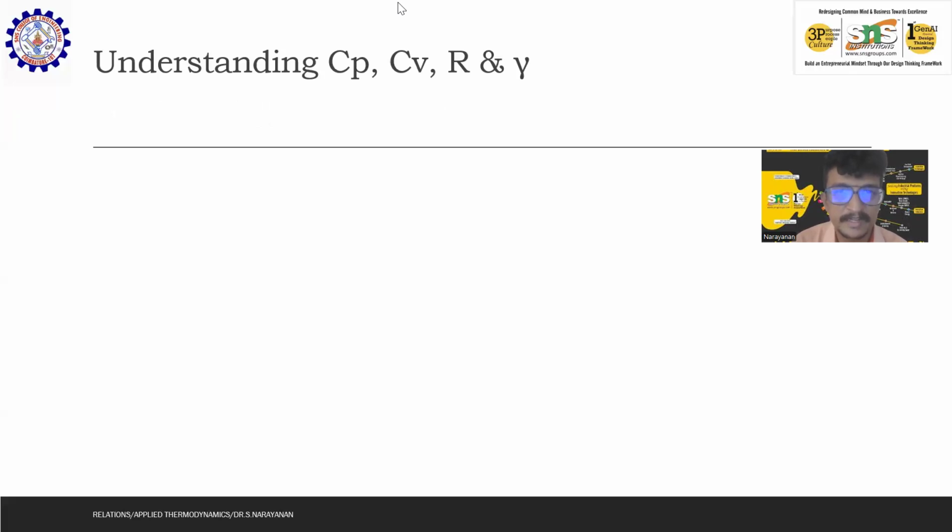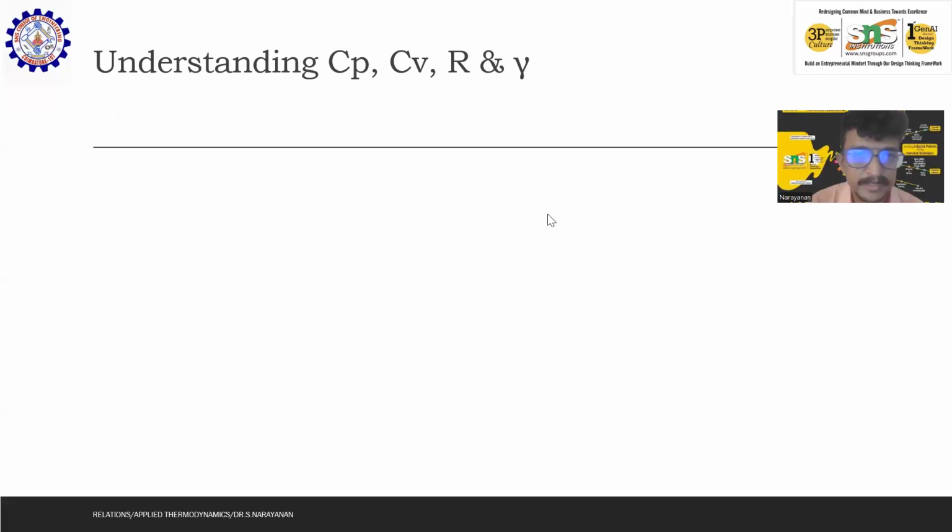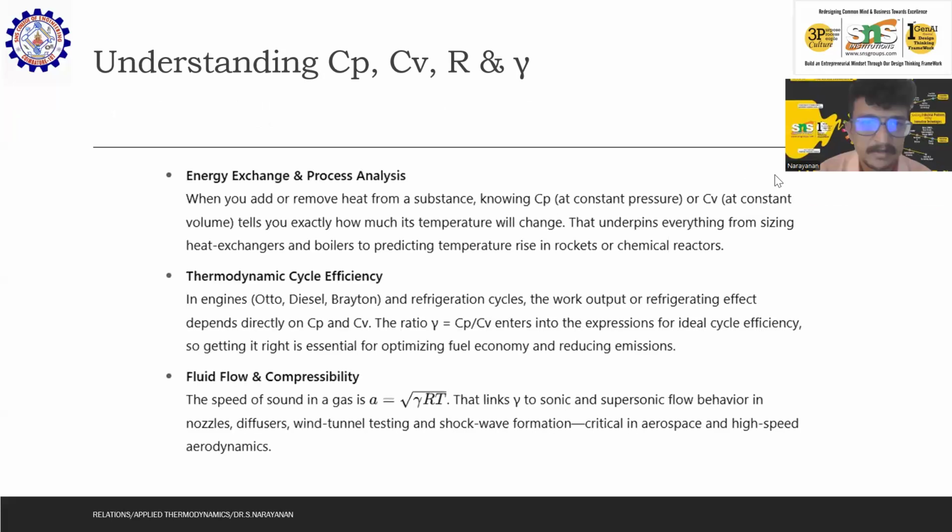So why are understanding these parameters Cp, Cv, R and gamma significant while studying thermodynamics? First, energy exchange and process analysis. When you add or remove heat from a substance, by knowing Cp or Cv, you can exactly calculate how much the temperature will change. This underpins everything from sizing heat exchangers and boilers to predicting the temperature rise in rockets or chemical reactors. So Cp and Cv are important parameters.